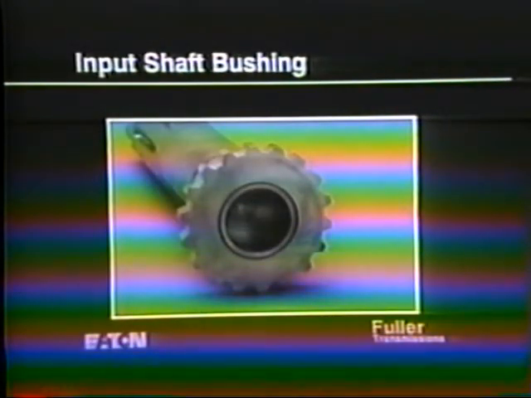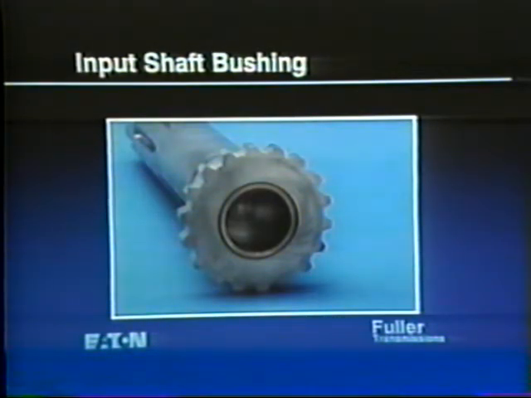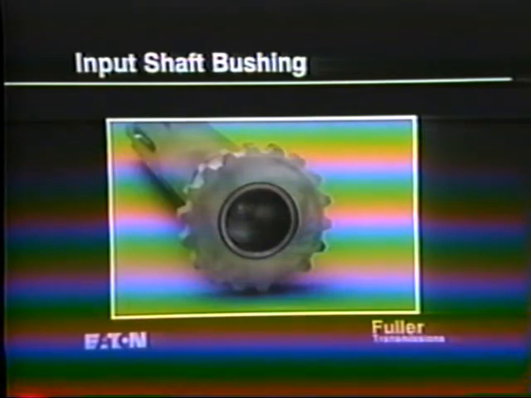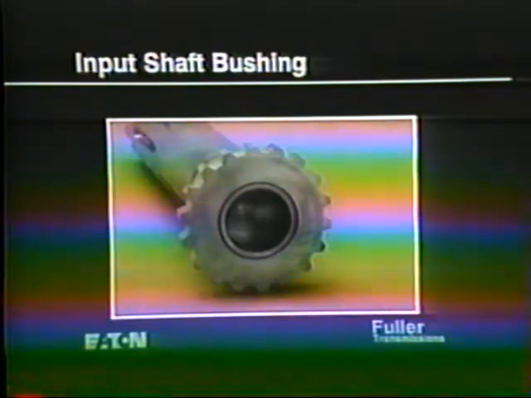On Fuller transmissions, a bushing located inside the input shaft is used to support the front of the main shaft when in neutral. The bushing is designed with 35 to 45 thousandths of an inch clearance between itself and the main shaft journal. Using a bushing with a smaller inside diameter will cause slip-out and possible seizure of the main shaft.